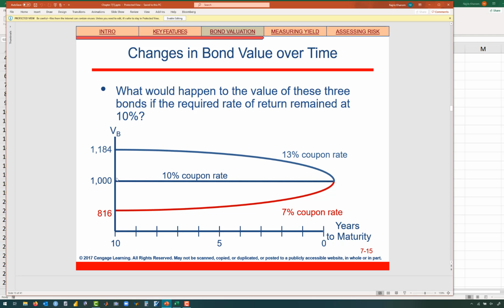So here's a graphic. This is slightly different. This is for a bond with 13% and 7% coupon rate instead of 12 and 8 that we did in the example, but just to illustrate graphically what happens to the value of the bond. This is for a discount bond. You can see it goes up from 816 to 1,000 as it moves closer to maturity. So its maturity years are decreasing from 10 to 0. And then for the premium bond, the value is decreasing over time. For the one selling at par, it remains constant.